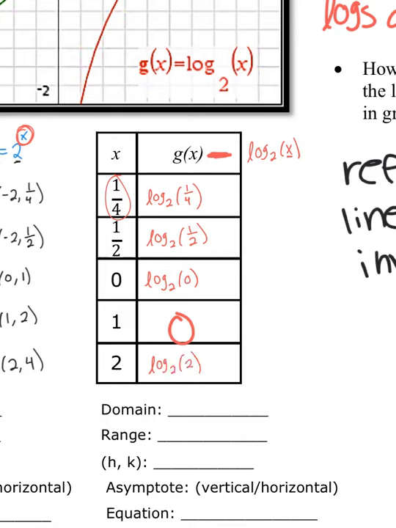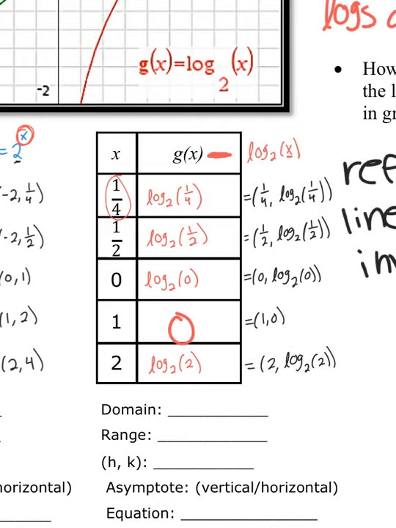Okay, so the points that would be generated, I would have 1 over 4 and log base 2 of 1 over 4. I'm going to pause the video and write this so you don't have to sit through me painfully writing all these out. Okay, so that is our table.